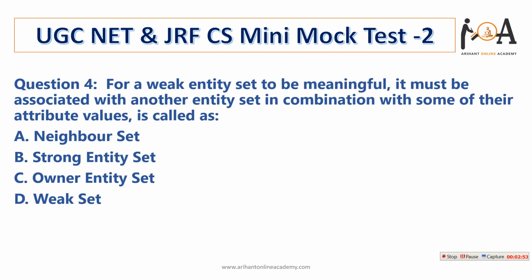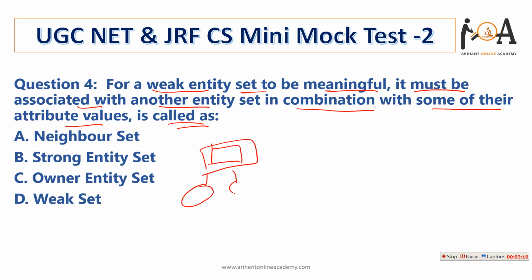The next question is, for a weak entity set to be meaningful, it must be associated with another entity set in combination with some of their attribute values, is called as. So basically, suppose a weak entity is there. Weak entity means no attribute of this entity is itself eligible to identify the entity uniquely. So it will take help from another entity or with the attribute of another entity, so that it can make itself strong.